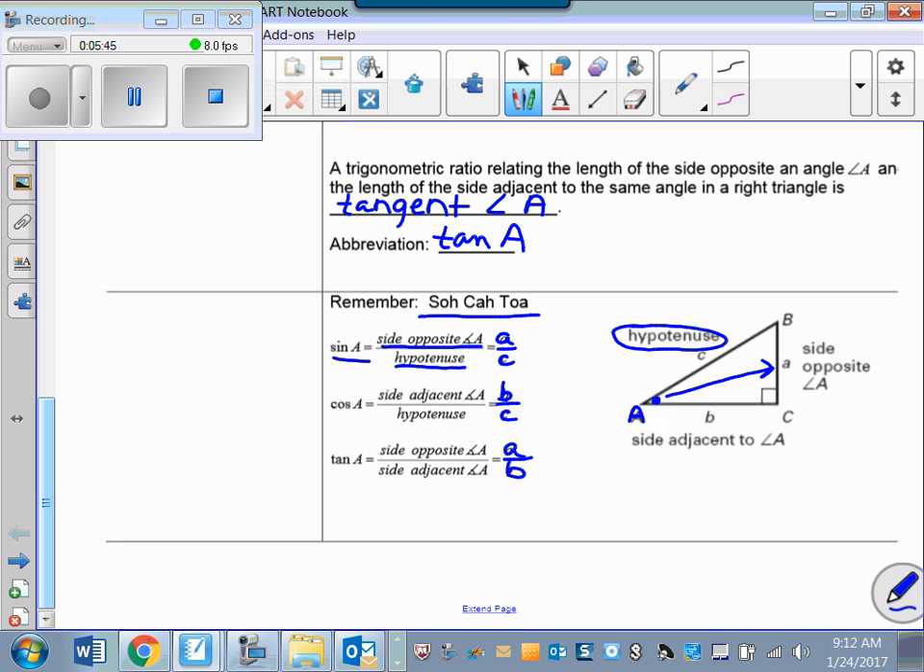Okay, so the S in Sohcahtoa is for sine, and then the O is for opposite. The H is for hypotenuse. So sine is opposite over hypotenuse. C is for cosine, and of course A is for adjacent, H is for hypotenuse. T, you guessed it, is for tangent. O is for opposite, A is for adjacent. So if you can remember our buddy Sohcahtoa, that will help you to remember your trig ratios.